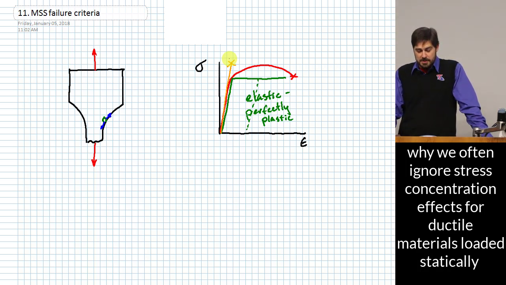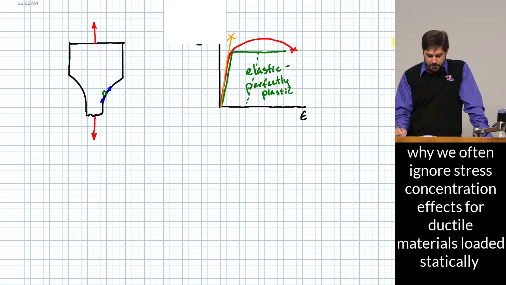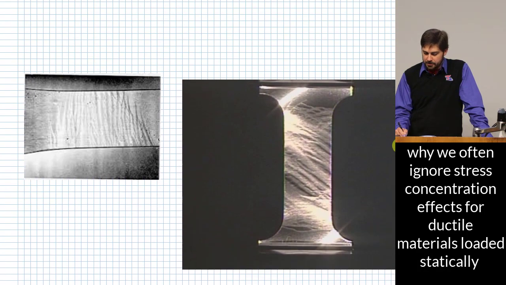But one of the things that happens, though, is that if you process a steel, for instance, a lot and get it really, really strong, it tends to become more brittle as it becomes more strong. So we can't always avoid using brittle materials. Anyway, this was a little sidebar that I wanted to start with, to talk about why we sometimes ignore the idea of stress concentrations for ductile materials.